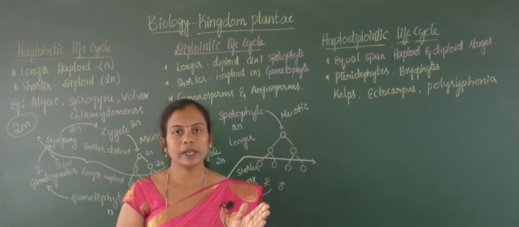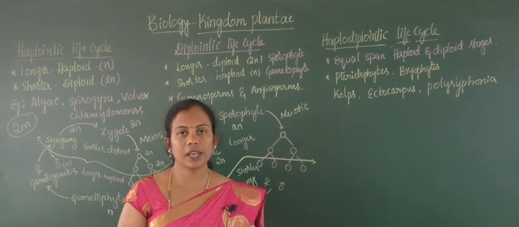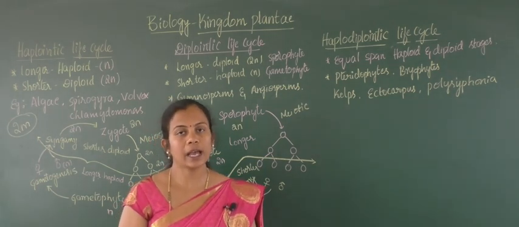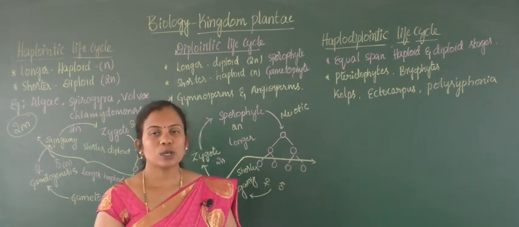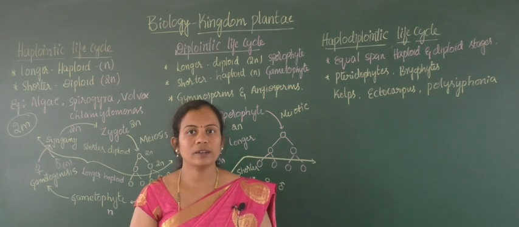Haplontic life cycle, B. diplontic life cycle, C. haplodiplontic life cycle, D. haplontic life cycle. Again they have given the haplontic life cycle, so you will get confused about which is the other one.